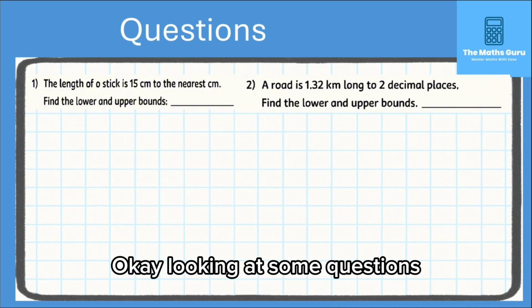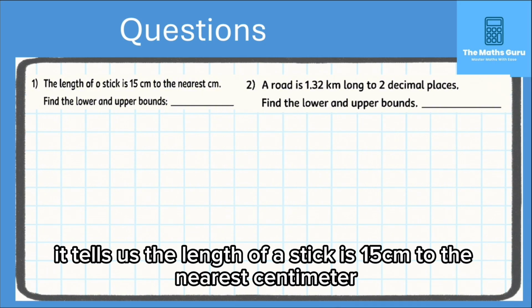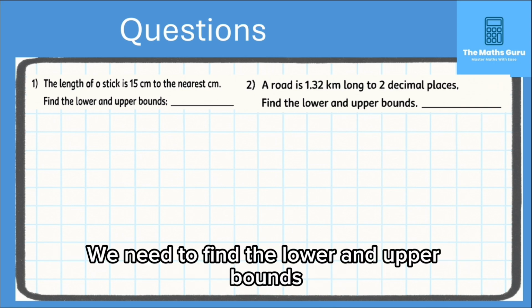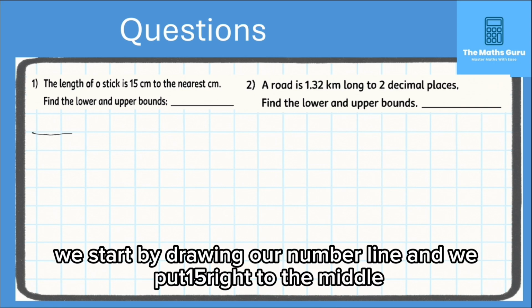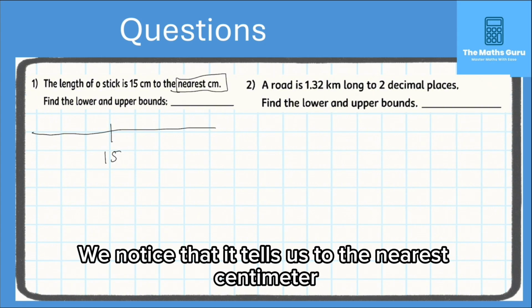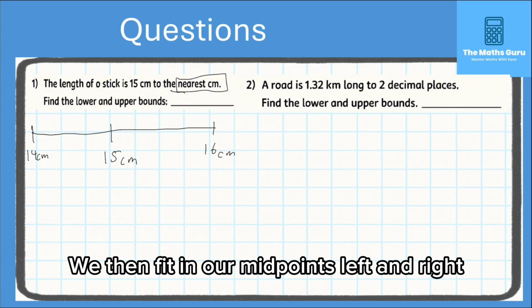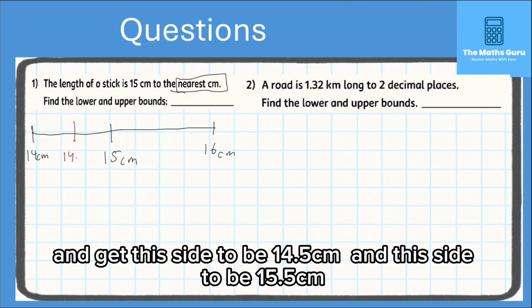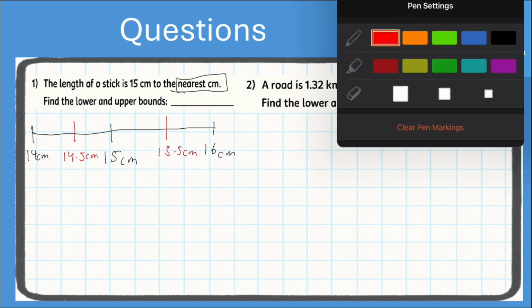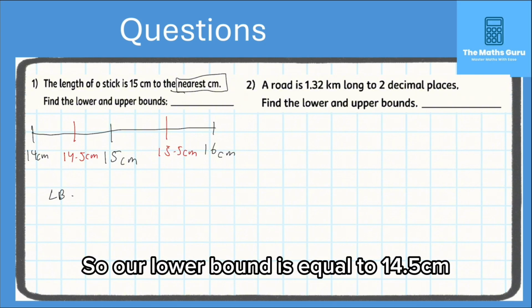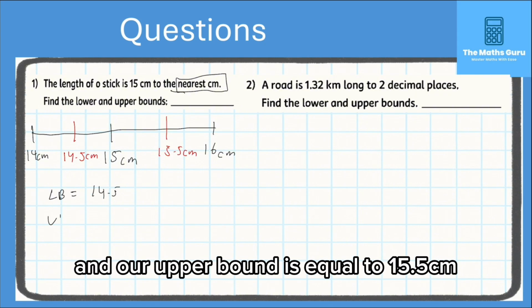Okay, looking at some questions, it tells us the length of a stick is 15 centimeters to the nearest centimeter. We need to find the lower and upper bounds. Okay, first off, we start by drawing our number line and we put 15 right in the middle. We notice that it tells us to the nearest centimeter. So on either end, we add on a centimeter each side to get something like this. We then fill in our midpoints left and right and get this side to be 14.5 centimeters and this side to be 15.5 centimeters. So our lower bound is equal to 14.5 and our upper bound is equal to 15.5 centimeters.